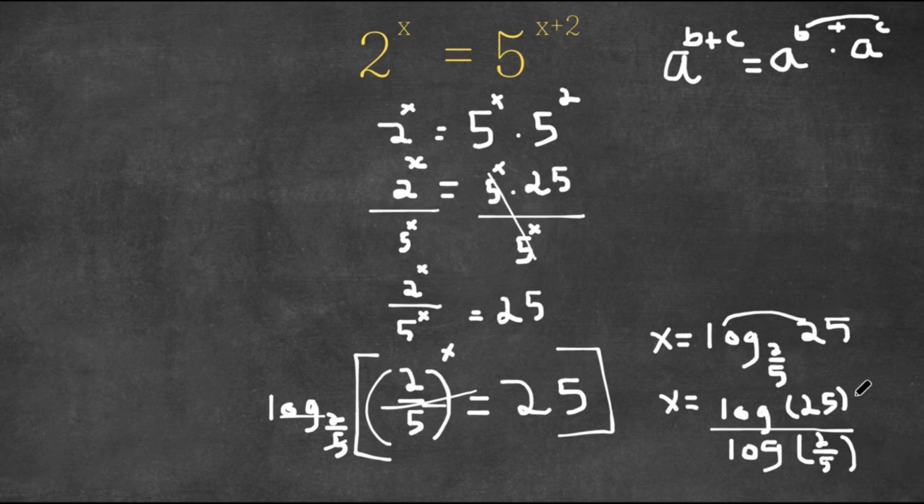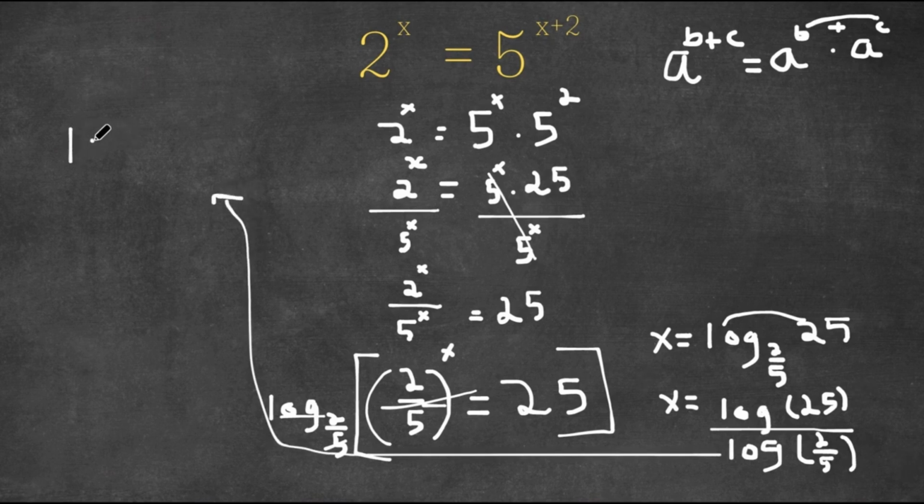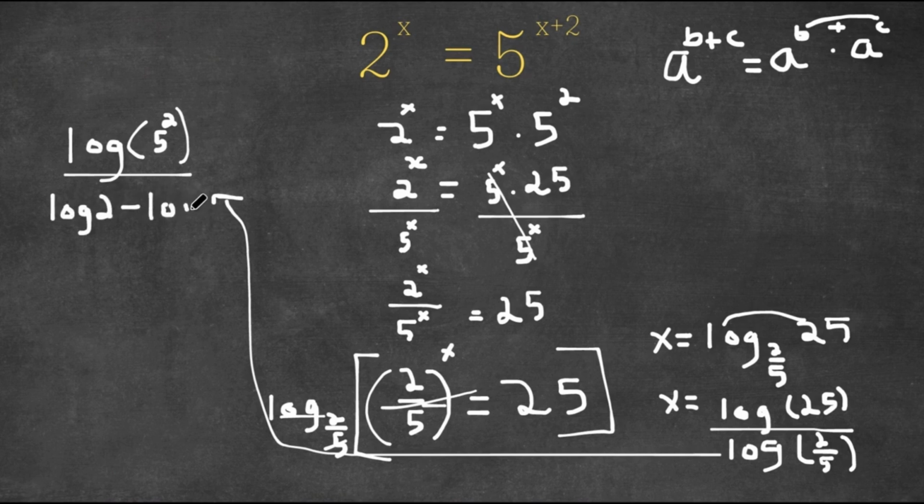So now this can be converted to log 5 squared, because we're simply changing the 25 to a 5 squared, over log 2 minus log 5. Remember, when we're subtracting logarithms, we divide. So we're simply inversing that: log 2 minus log 5.